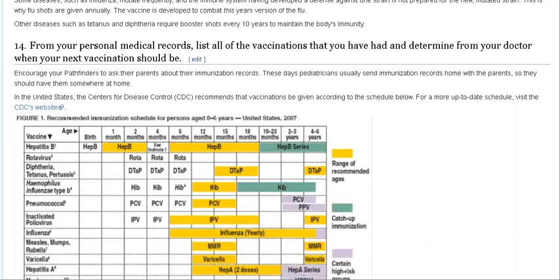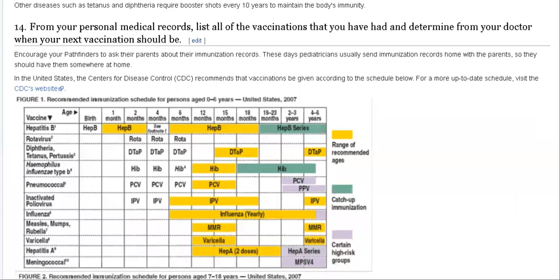From your personal medical record, if you can get that from your parents, that would be nice to study. List all of the vaccinations that you have had and determine from your doctor when your next vaccination will be. So I think in grade 6, I remember I got a shot. I don't know if they still do that. I think three grades, yeah.